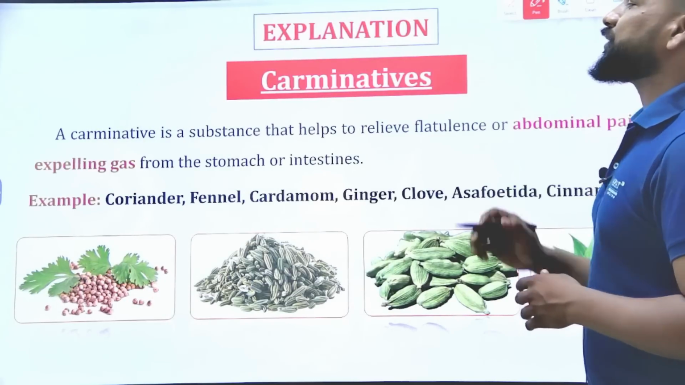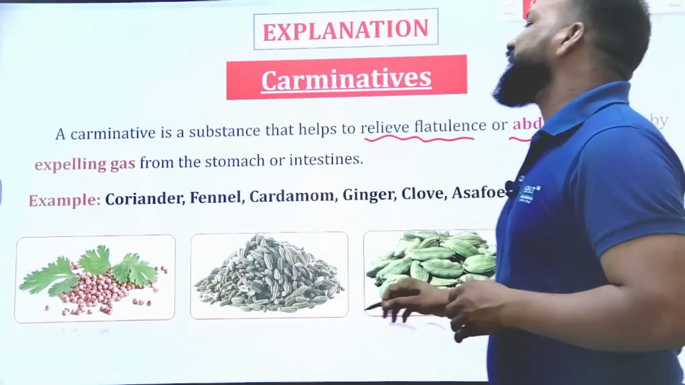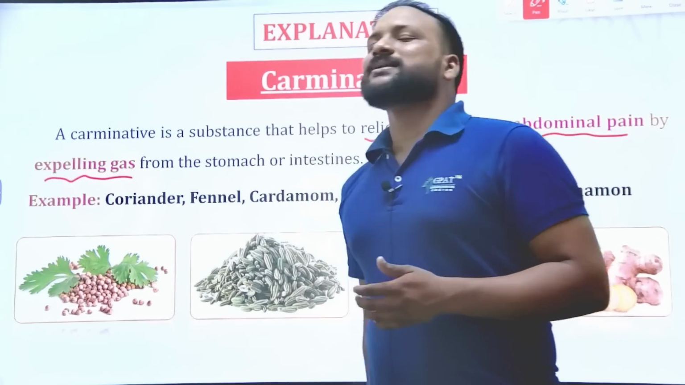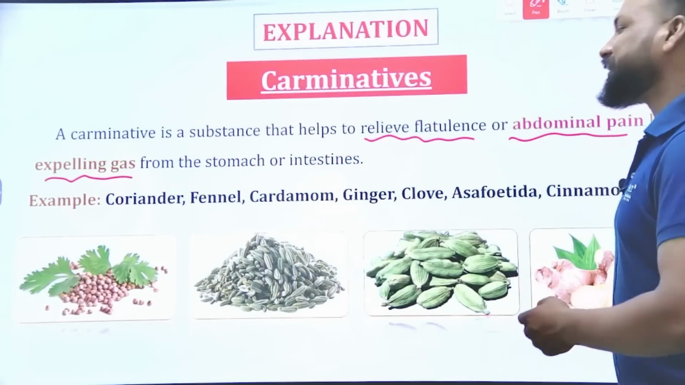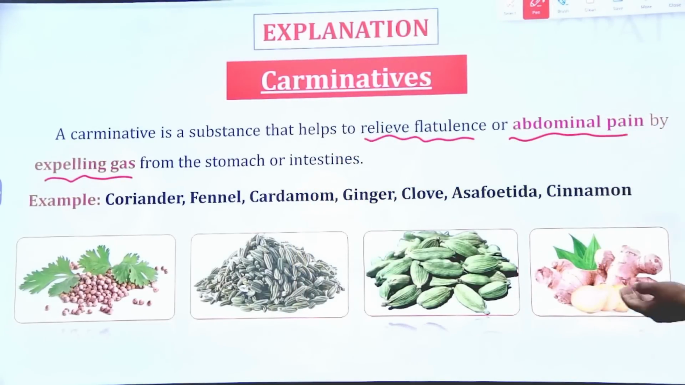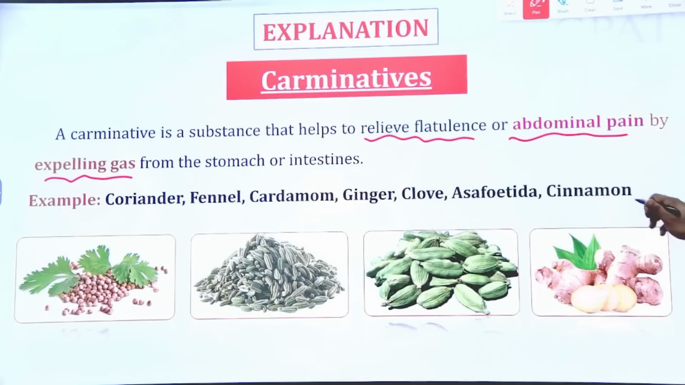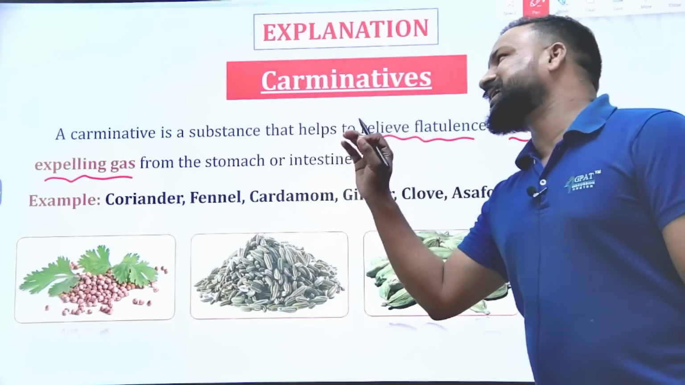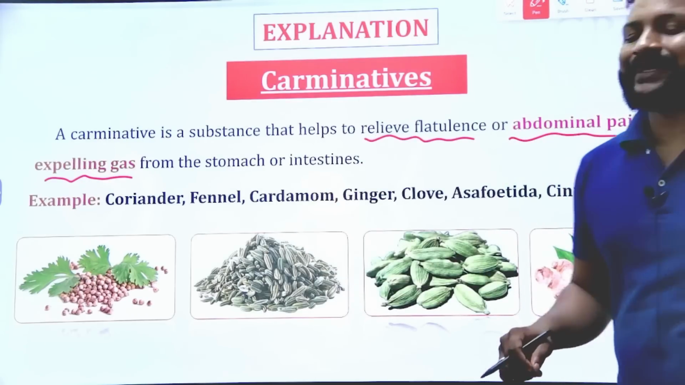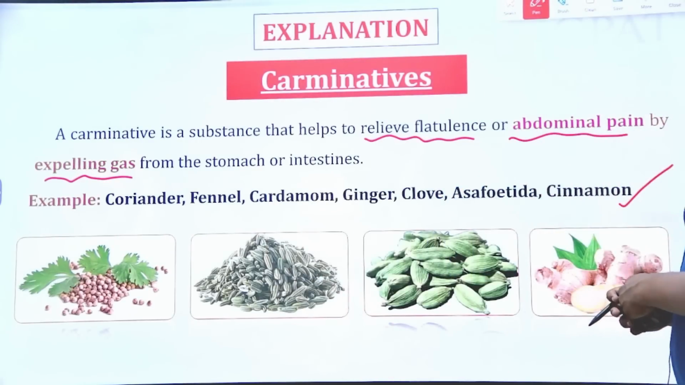A carminative is a substance which helps to relieve flatulence and abdominal pain by expelling the gas. That's the reason these are used as spices in most protein food, and why they come under the classification of carminatives. Examples are coriander, fennel, cardamom, ginger, clove, asafoetida and cinnamon. The function of carminatives is to relieve flatulence or abdominal pain by expelling the gas out from the stomach or the intestine.